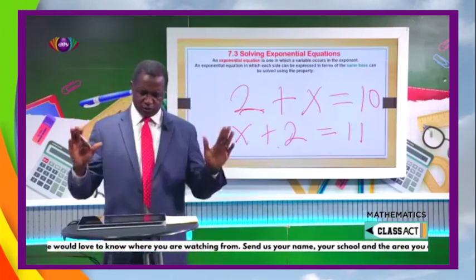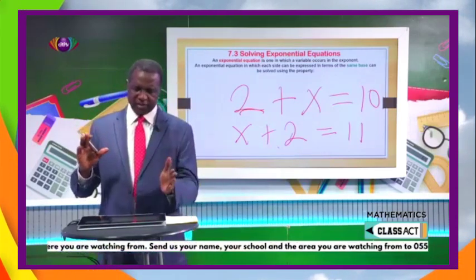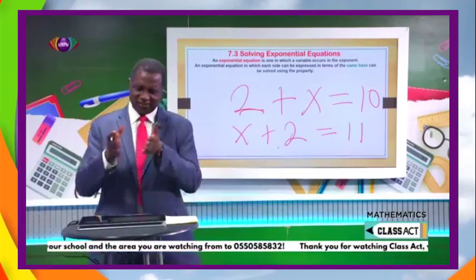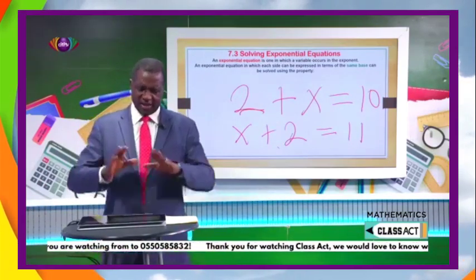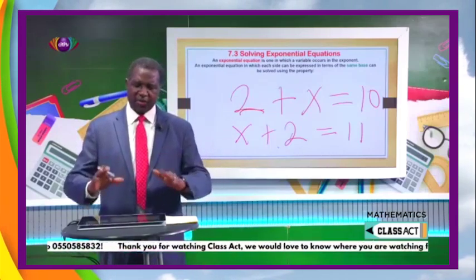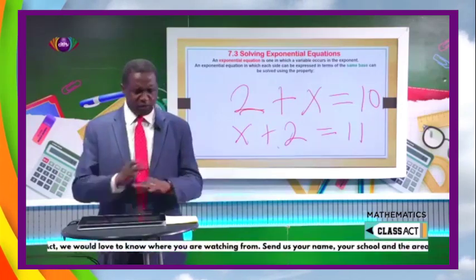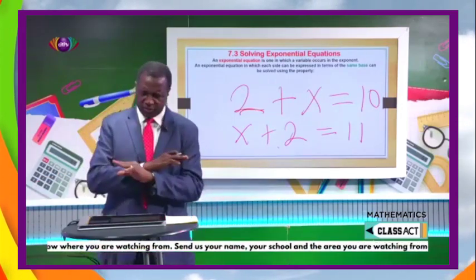And I've already told you, whatever you do to the left, you have to do to the right. We want x to stand by itself. That is when we say that x is alone and we have solved for x. Some number is now going with x. We don't want that number to be there.